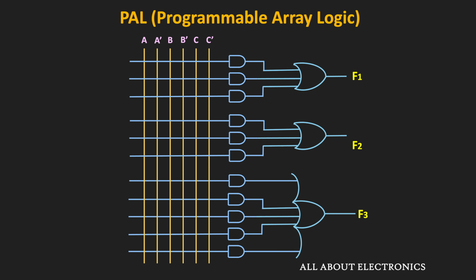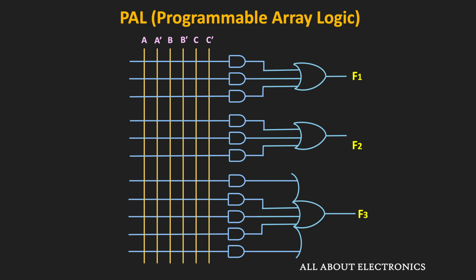But in some PAL ICs, it is quite possible that different OR gates may have a different number of AND gates. For example, in this particular programmable array logic, one OR gate has 5 AND gates, or 5 product terms, while the other 2 OR gates have 3 AND gates. So depending on the PAL IC, we may have a different number of AND gates connected with each OR gate. But irrespective of the number of AND gates, the connection between the AND gate and the OR gate array is fixed.